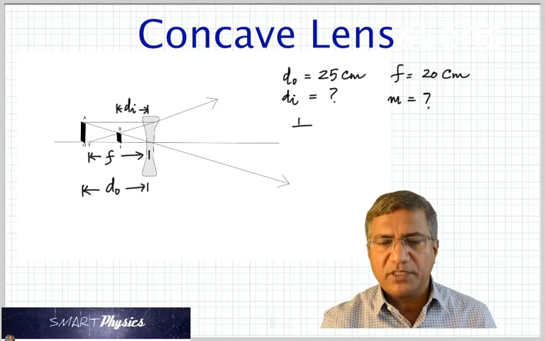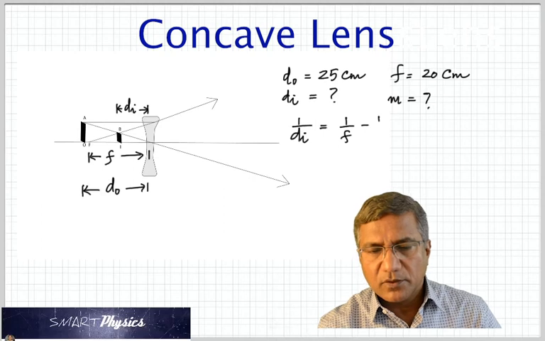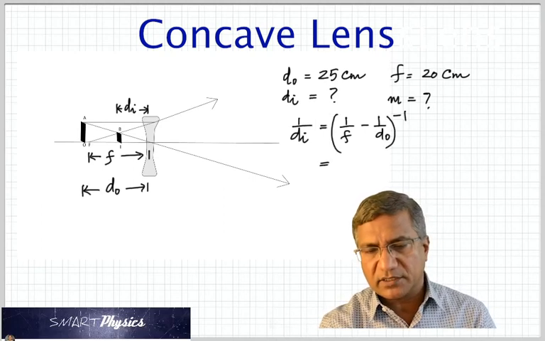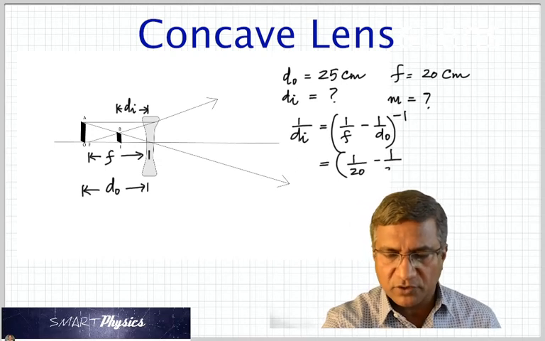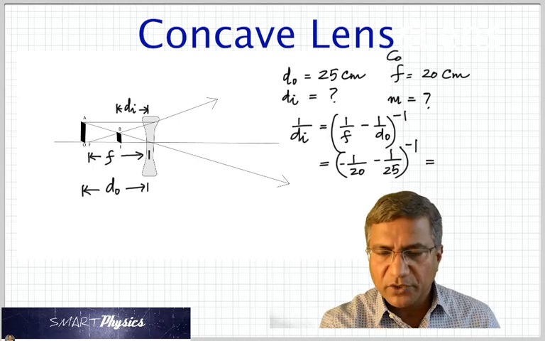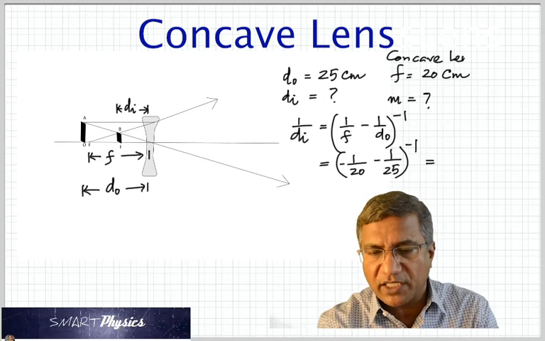Once again, the formula is the same. And then when you make DI the subject, this is what you get. Oh, that's a mistake. I'm going to correct it. I have to put it as DI. So it's going to be DI. Excuse me for that. But when you do this calculation, remember this is a concave lens.